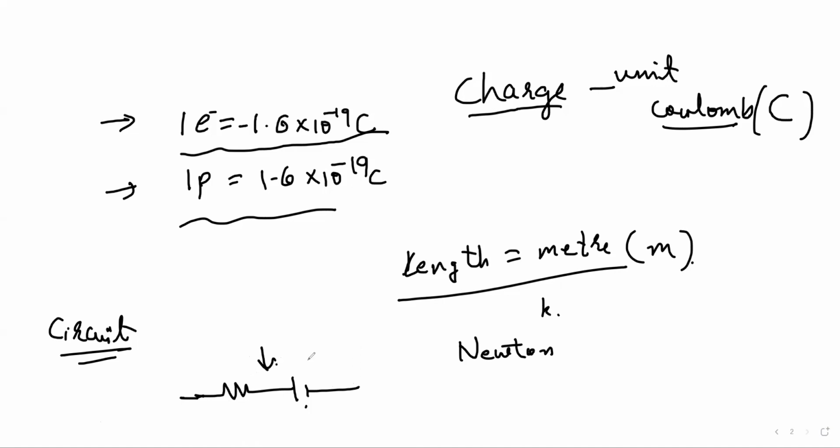Sir, in order for the current to flow, the circuit needs to be closed. So this is not the circuit. Let me draw again. So when can we say this is a circuit? When we have it closed.